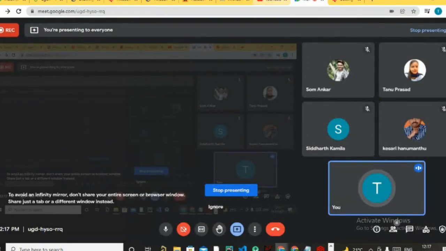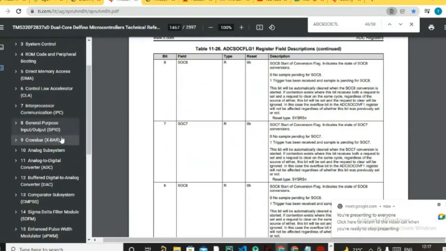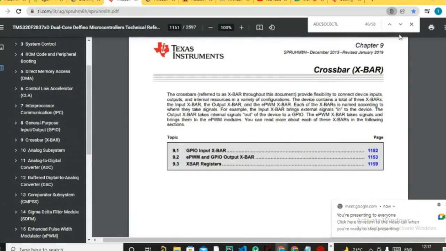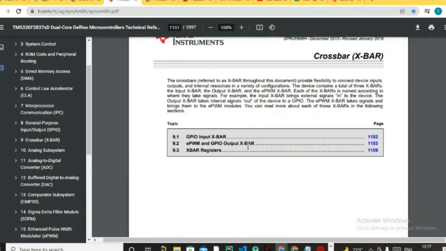Okay, so what is a crossbar? The crossbar basically means it is the routing of your signal. There are three types of crossbar. I will give you an example first. First, you need to understand there are three crossbars basically: one is the input crossbar, another is the output crossbar, and the third is the EPWM crossbar.